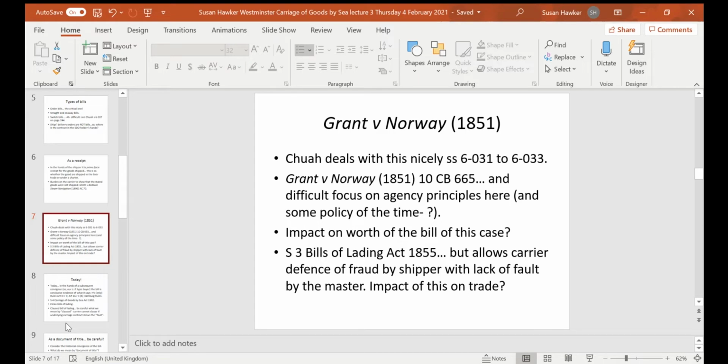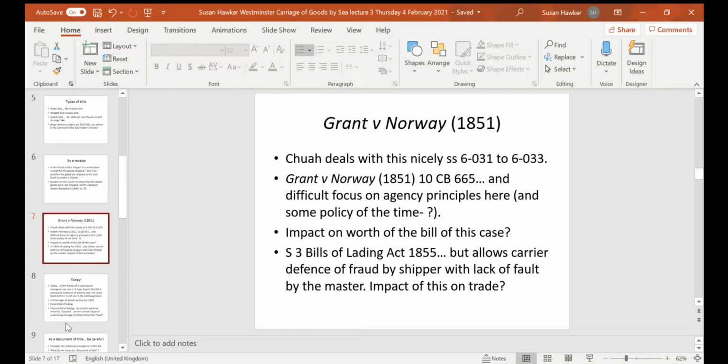So Grant and Norway, right. Well, in this case, a bill of lading was issued which said that some bales of silk had been shipped. And the bill of lading was transferred to the consignee. And the consignee took the bill of lading and said, but there isn't this silk on board the vessel. And he wanted to bring a claim against the carrier.